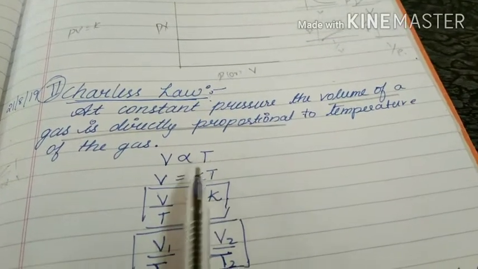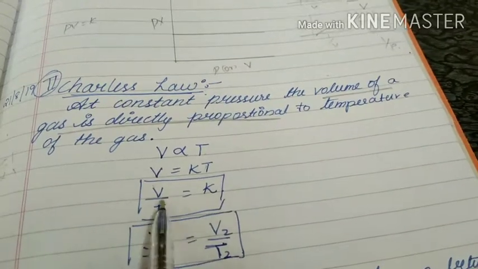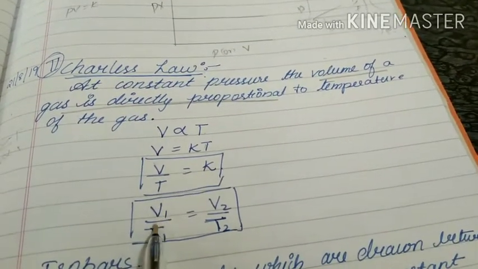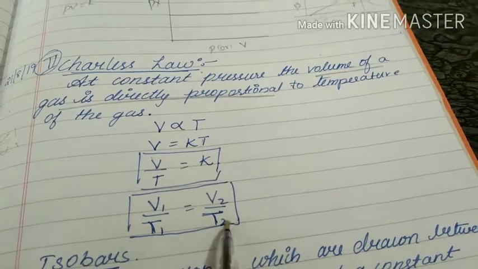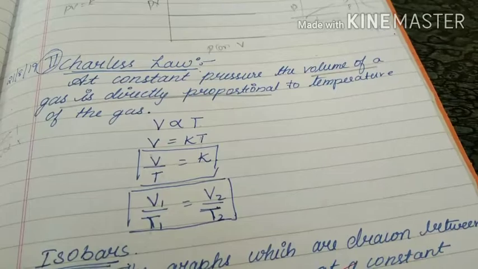If you remove proportionality, then you get one constant, that is k, then V equals k into T, then finally you get V by T equal to k. From this we can get V1 by T1 equal to V2 by T2. This is the relation for Charles' law.